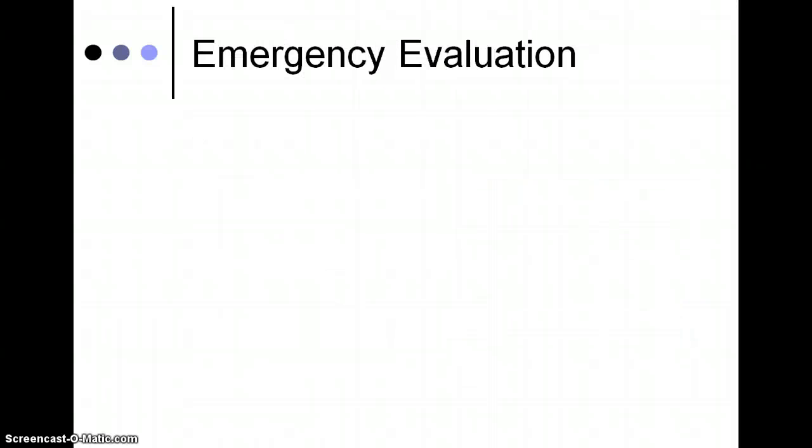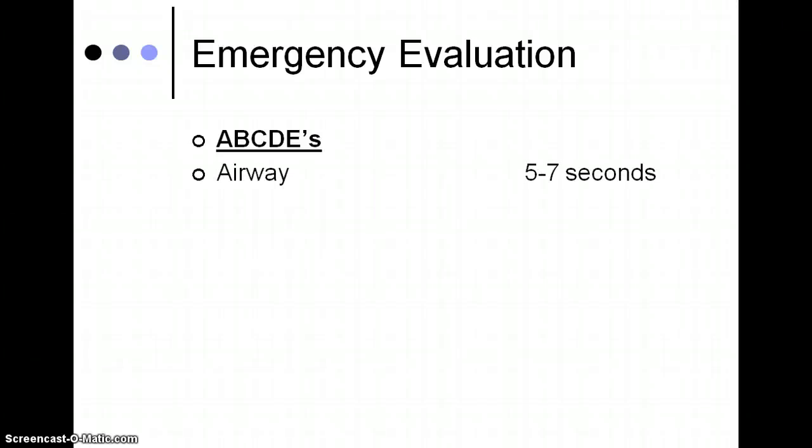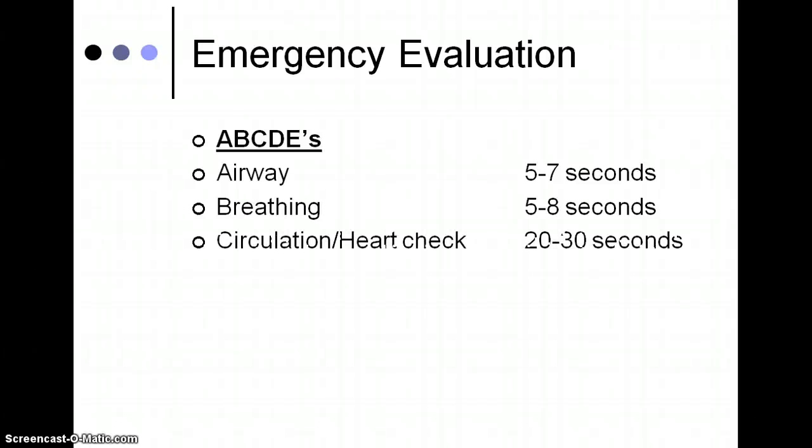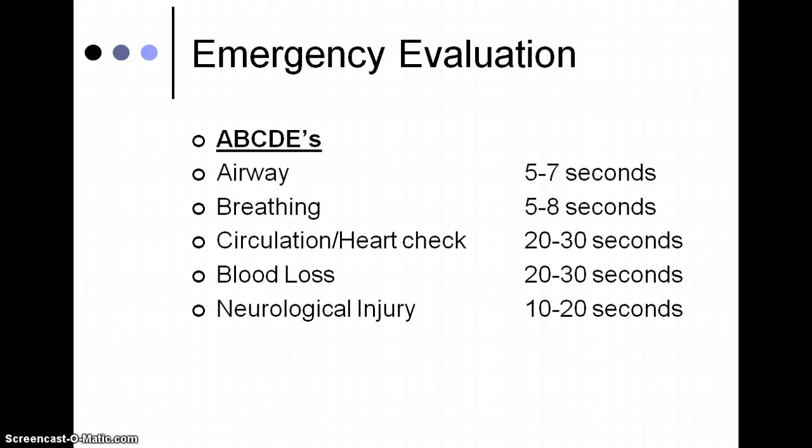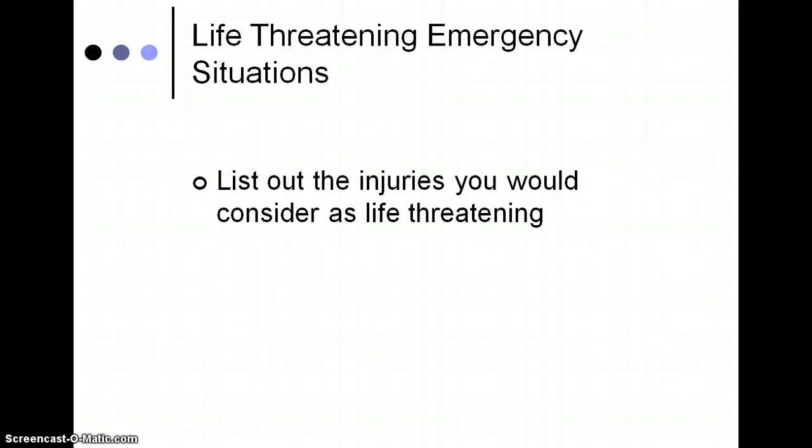Emergency evaluation. Notice your patient's ABCDEs. Airway, breathing, circulation. Airway, you want to check 5 to 7 seconds. Breathing, 5 to 8 seconds. Circulation, heart check, 20 to 30 seconds. Blood loss, 20 to 30 seconds. Neurological injury, 10 to 20 seconds. For a total of 60 to 95 seconds. Now, think of any life-threatening emergency situations that you could come up with at the top of your head and list them out.